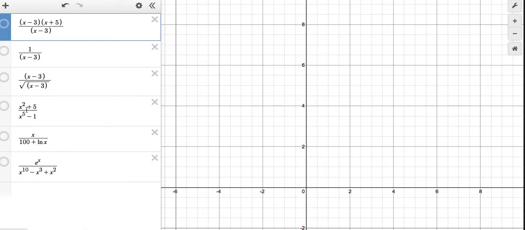So for this one here, this is an endpoint behavior one. If we take a look at what's happening as x goes to infinity, it's a large, powerful function on the bottom compared to on top. So it should tend towards 0. We can see that as x goes to infinity, sure enough, it's tending towards a 0 asymptote.